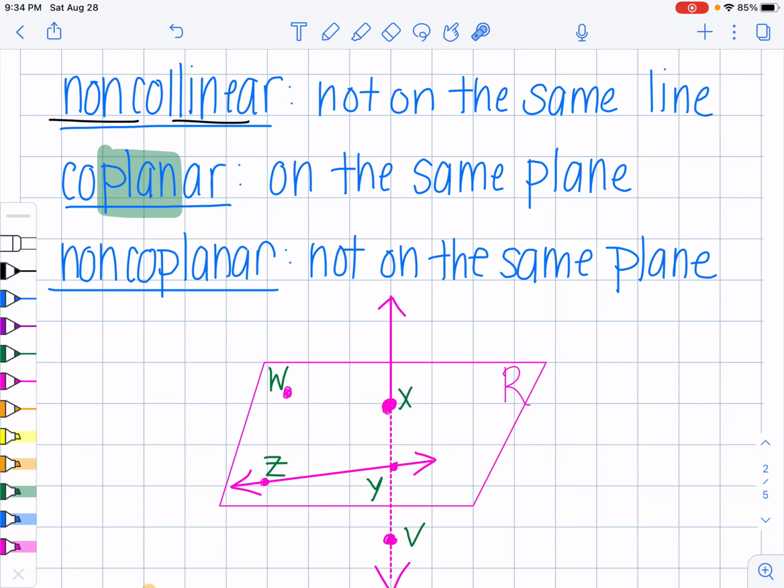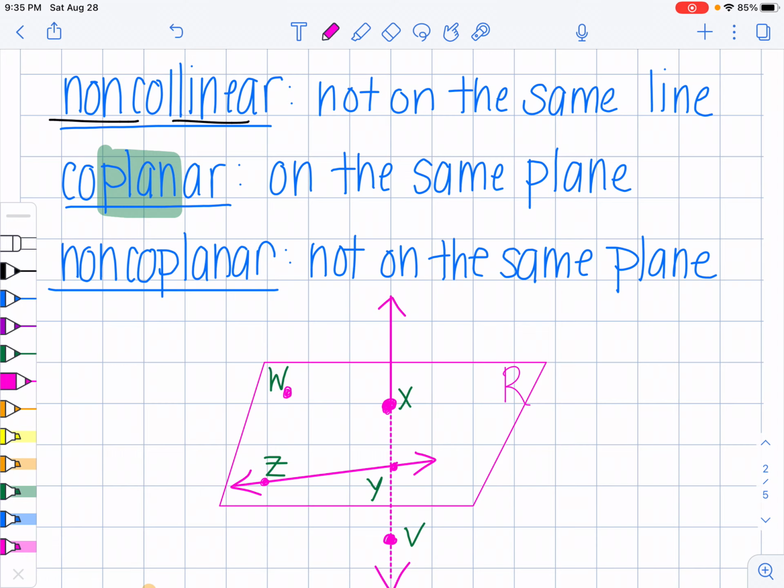Can you pick 2 non-collinear points, 2 points that are not on the same line? There's a lot of choices. I'm going to pick Y and W. They're not on the same line. Could you draw a line through Y and W? You could, but in this picture, they're not on the same line, so I can say in this photo, they're non-collinear.